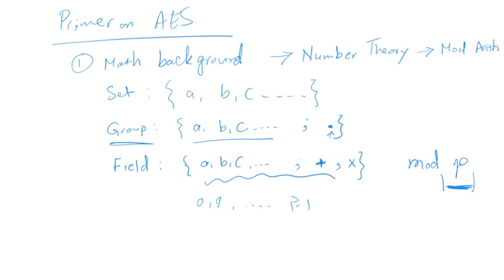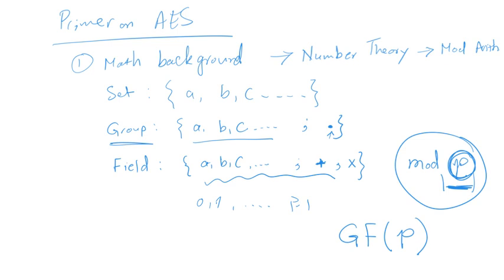So the condition to have a field in integer numbers, which includes addition and multiplication, is that you perform your operations mod some prime number, right? Those kind of fields, we call them Galois fields, GF of P.